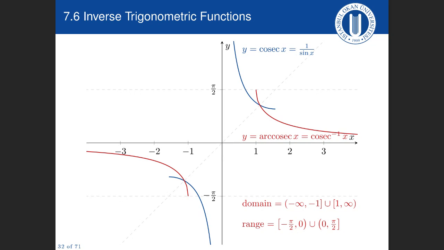Every time we change a function into its inverse, we're going to be swapping the range and the domain. The domain of arccosec is the same as the range of cosec, and the range of arccosec is the same as the domain of cosec.